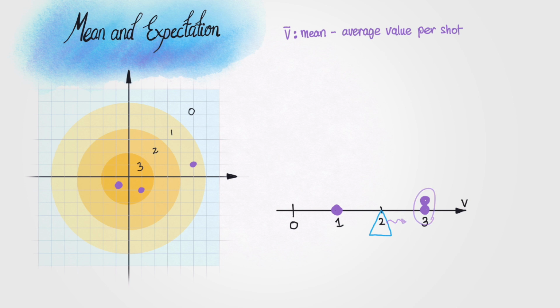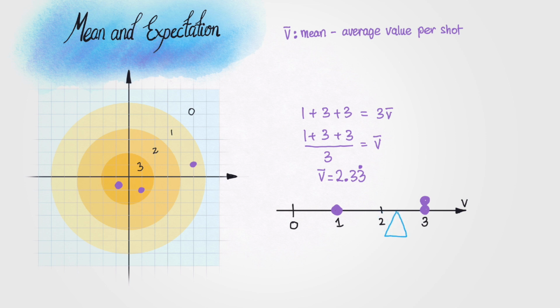Working this out mathematically, the scores we have are these, and we've taken 3 shots, which we want to replace with the new mean. We can go ahead and solve this as well. If we plug this into our calculator, we can see that the new mean is just 2.3 repeating. So as we would expect, this pivot point moves to the right just a little bit. And now the whole system is balanced again.